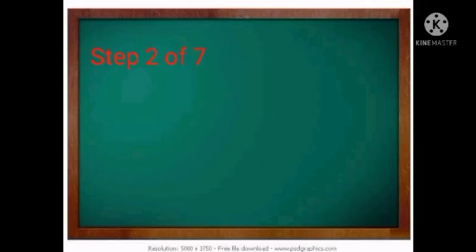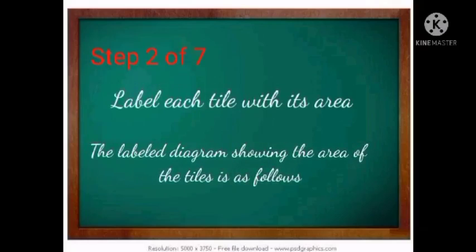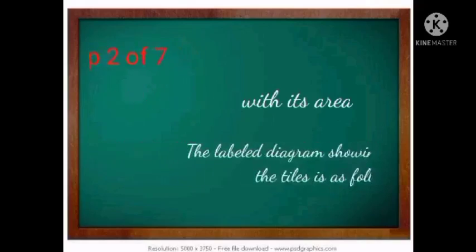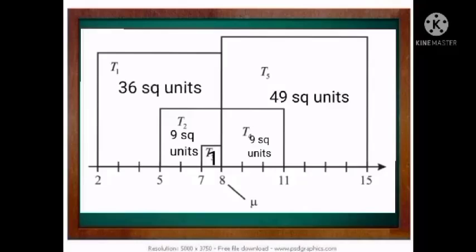Step 2 of 7. Label each tile with its area. The labeled diagram showing the area of each tile is as follows. T1 has an area of 36 square units. T2 has 9 square units. T3 has 1. T4 has 9 square units. And T5 has 49 square units.